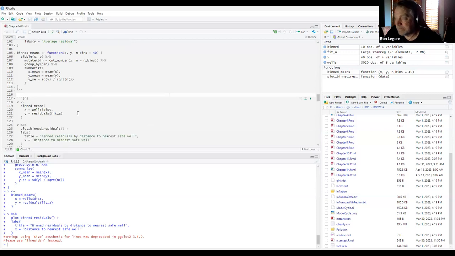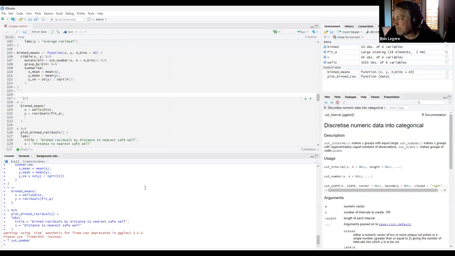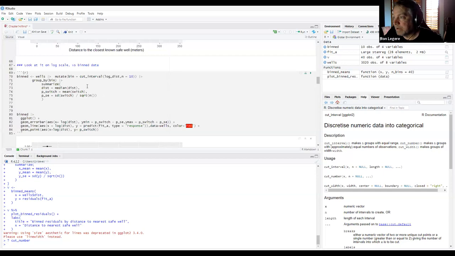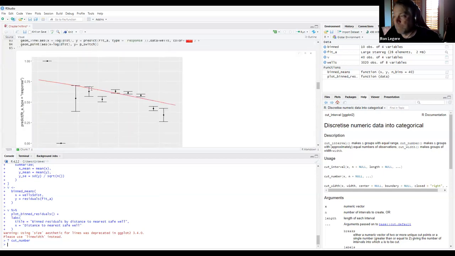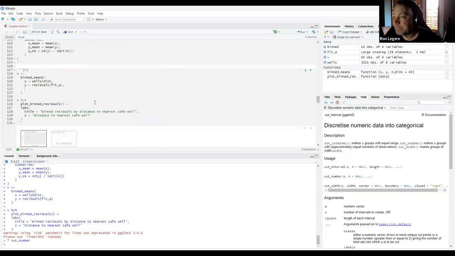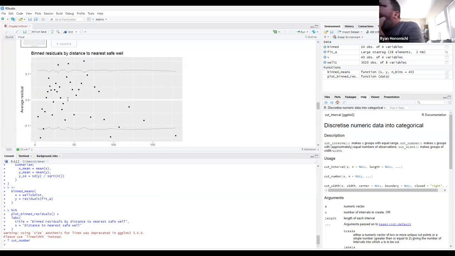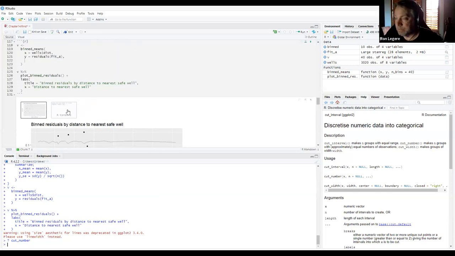I'm just curious. Cut number does it by quartiles, right? No, which one does which? I always forget. Equal number, yeah. Cut number. So I used cut interval up here because I wanted to have even intervals. They're doing cut number. Okay. That's why there's so many down here, because there's more data in this middle range and hardly any data out here. So the bins are wider out here necessarily, because the bins are based on equal numbers.